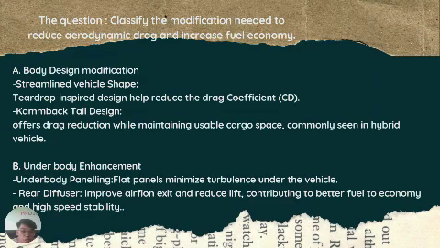Next is underbody enhancement. Underbody paneling with flat panels minimizes turbulence under the vehicle. Next is the rear diffuser, which improves airflow exit and reduces lift, contributing to better fuel economy and high speed stability.